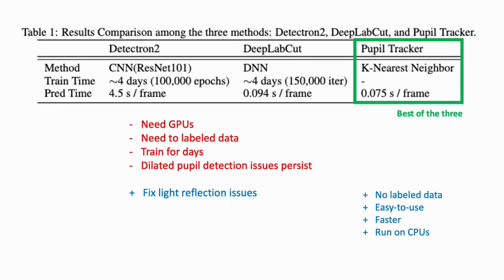So these are our results. Detectron 2 and DeepLabCut are CNN-based models. Both take training times of 4 days and have prediction times that are much longer than Pupil Tracker, which is our algorithm based on k-nearest neighbors. The good thing about Pupil Tracker is we don't need to label data. It's easy to use, faster, and runs on CPU. That would help most of the neuroscientists.